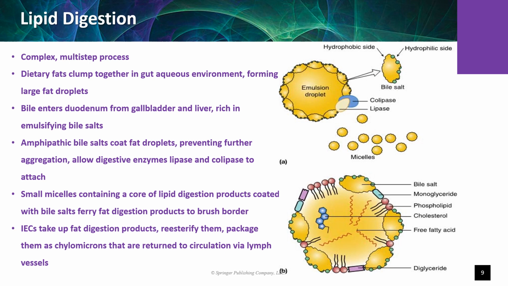Optimal fat digestion and absorption require the normal healthy function of the liver for the synthesis and secretion of bile, of the pancreas for production of lipase and colipase, and of the enterocytes for reesterification of lipid breakdown products and chylomicron packaging and exocytosis.